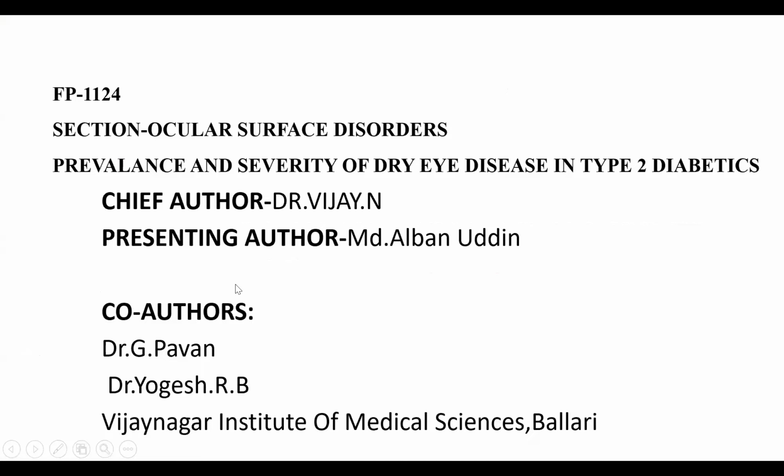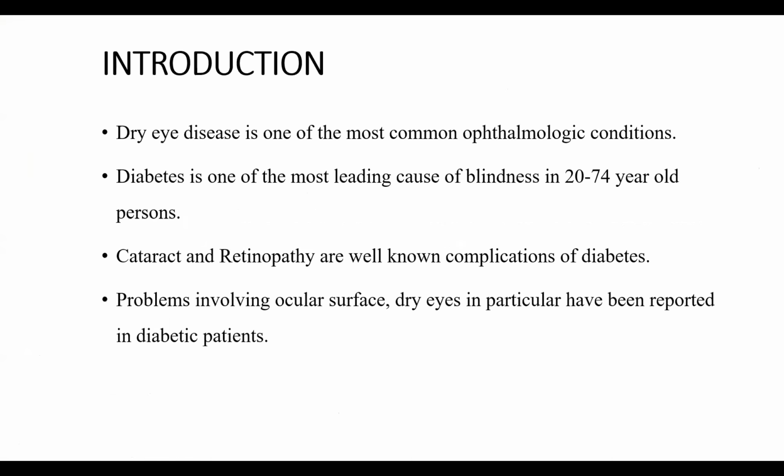Okay. So, good afternoon. My free paper topic is prevalence and severity of dry eye disease in type 2 diabetics. As we know, dry eye disease is one of the most common ophthalmic conditions, and diabetes is one of the leading causes of blindness in 20 to 74-year-old patients. Cataract and retinopathy are well-known complications of diabetes, and recently, problems involving the ocular surface, dry eyes in particular, have been reported among diabetic patients.